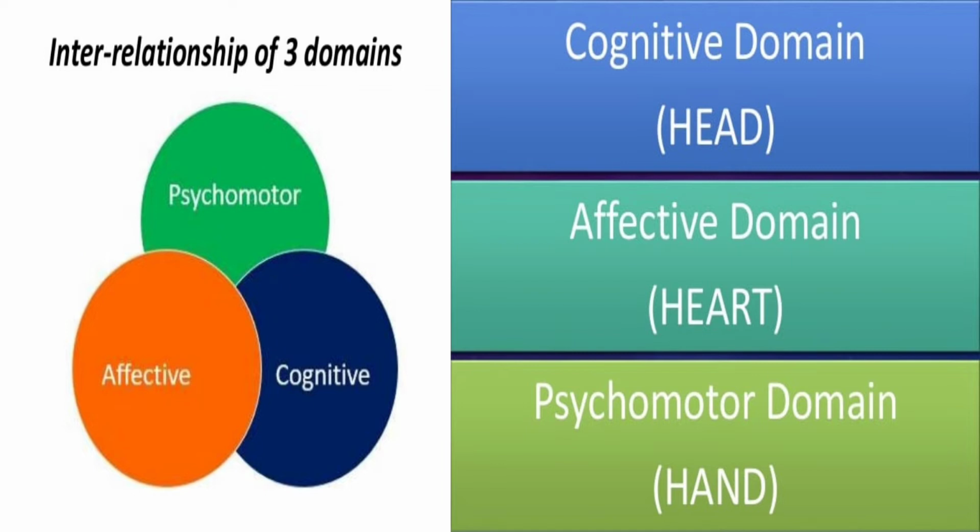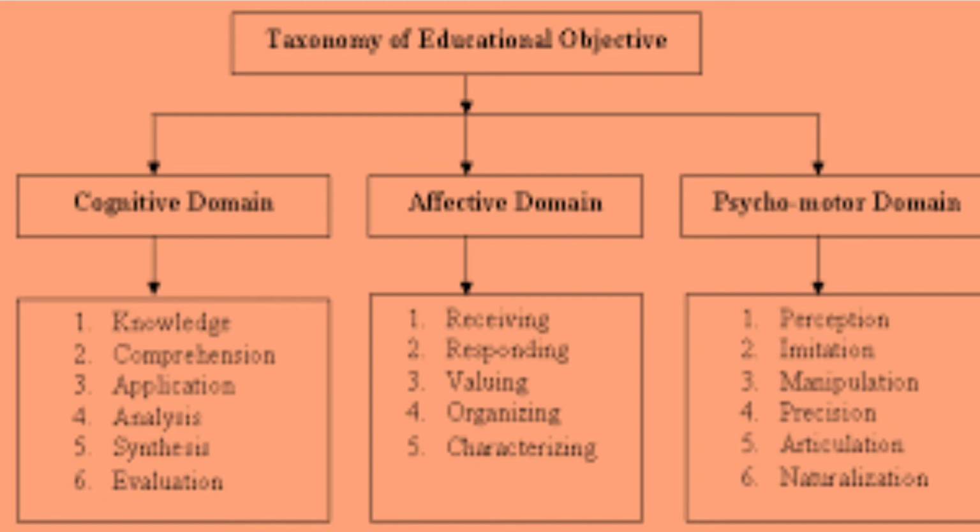So this classification is otherwise called a 3H classification: cognitive domain, head; affective, heart; and psychomotor, hand. That is why it is called a 3H classification. You can see here the flow chart which shows the taxonomy of the educational objectives under three main headings.